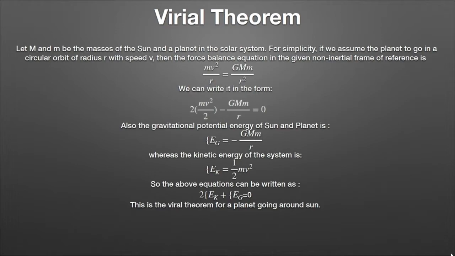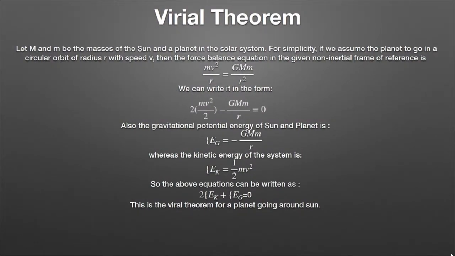So, like I said earlier, if it is attractive, then all of our galaxies and stars should shrink in size, but that doesn't seem to happen. So we will try to explain it with the help of the virial theorem, in a Newtonian mechanical way. Let M and m, big and small, be the masses of the sun and a planet in a solar system. For simplicity, assume the planet is orbiting in a circular orbit with radius r and speed v.